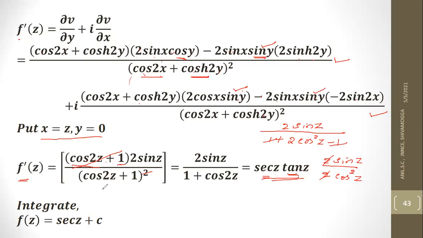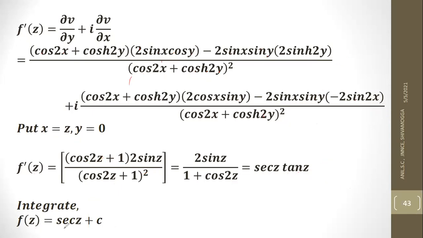We get f dash z is equal to secant z into tan z. Now integrate both sides with respect to z. Integral of f dash z is denoted by f of z, and integral of secant z into tan z is secant z plus an integral constant c. This is what we require: secant z plus c.